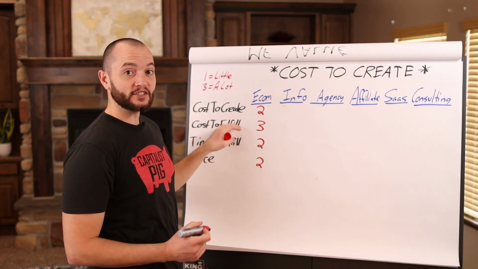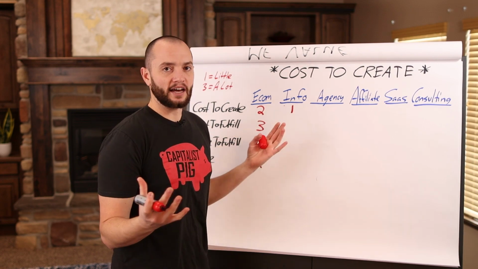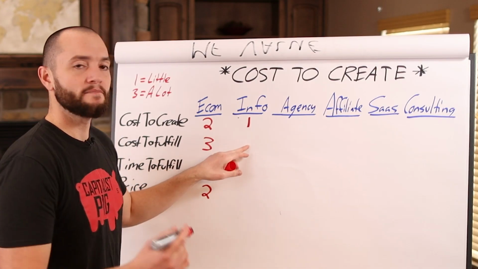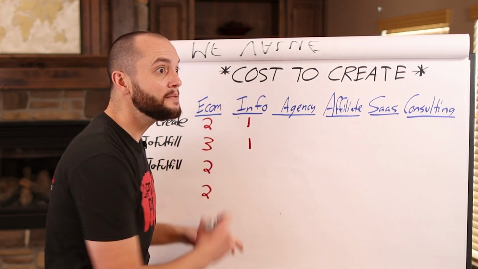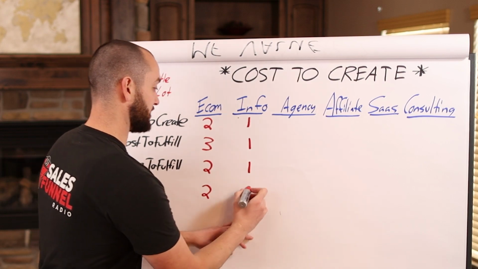Info. What is the cost to create information? Like next to nothing, hardly anything. It just is not a lot, right? Cost to fulfill, I can fulfill an information product with an email giving you access, right? What's the time to fulfill? Also a 1. Price, I can price it really high.